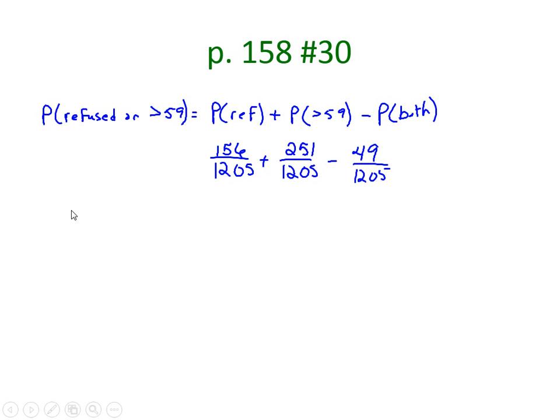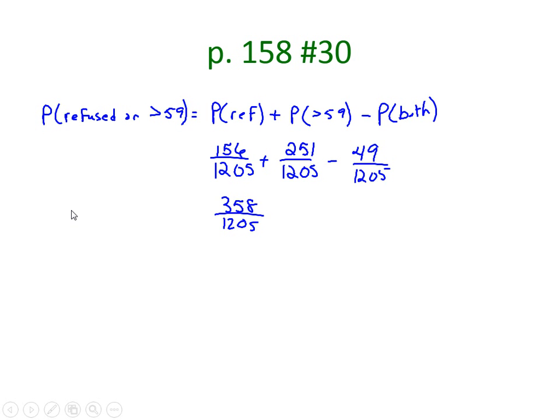Questions on what I'm setting up so far? Now, as you do this, if we add the 156 plus the 251 and subtract off the 49, we're going to get 358 out of the 1205. This is one time where leaving it as a fraction really isn't that helpful, because my mind doesn't really get a good idea of how many that is.